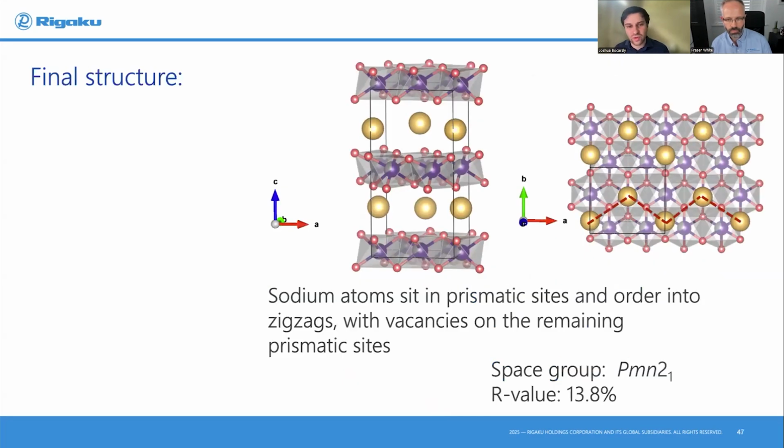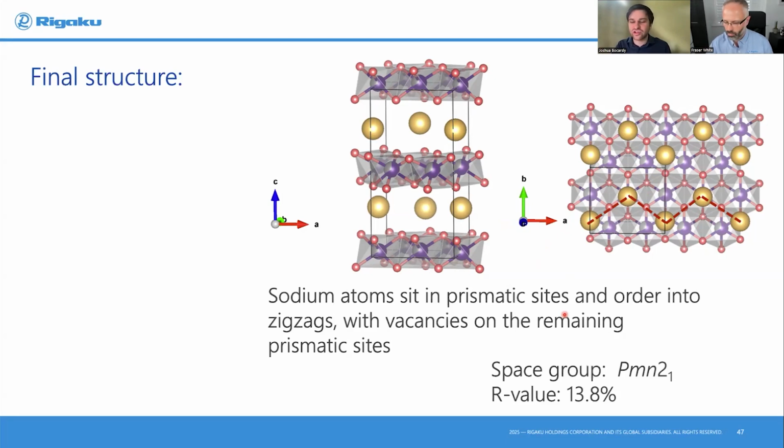So here's the final structure that we came up with. The space group is Pmn2₁, and the R value is 13.8%, which we were quite happy with. And what we see is that the sodium actually forms this sodium vacancy patterning that's like a zigzag with empty areas in between. So rather than being just partially occupied on every site, it forms a specific pattern that's zigzag. And that's associated with the superstructure. And we're able to have reasonably good confidence in that because we have a pretty good completeness in our Ewald sphere.